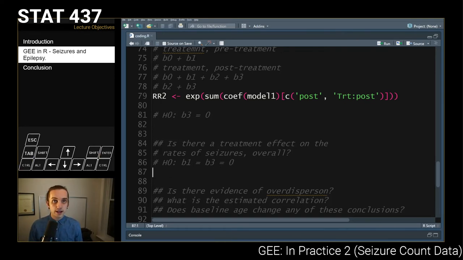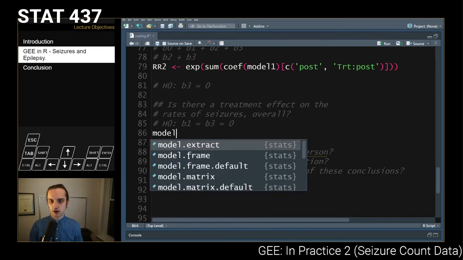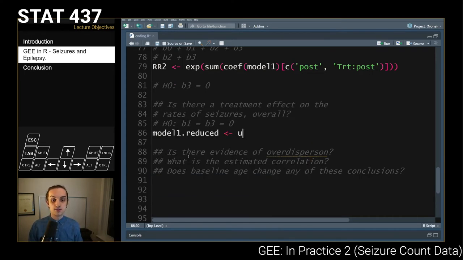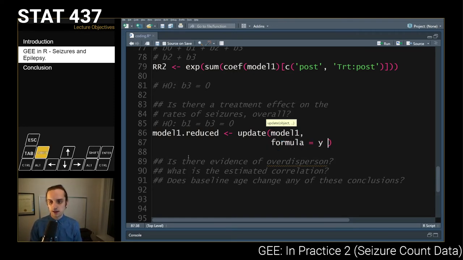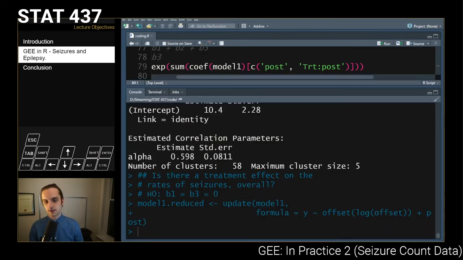And so there are two ways that we can think about fitting this. The first way is to use a Wald test directly, where we define an L matrix, and we saw an example of this in the last lecture, and you're going to select out beta 1, select out beta 3, and then go from there. The other way, and I want to show this to you because it's a little bit strange, is that we can actually fit the reduced model. So if I say model 1 reduced, we can use the update command, a favorite of mine. So we say update model 1, and we just want to specify a new formula. This time it's going to be the offset of the log, and we drop the treatment here. So that's just going to be plus post. So that's a reduced model.